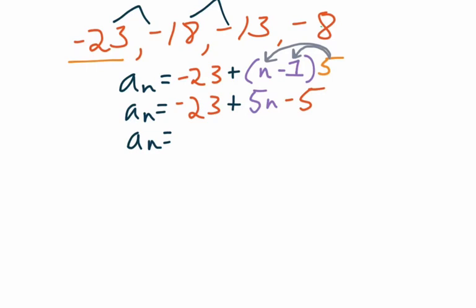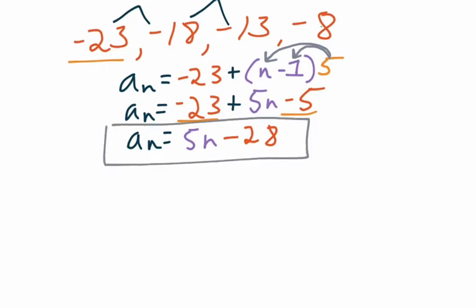We can combine some like terms here and continue to simplify. I'm going to list the 5n first. We always want our variable to come first. I've got negative 23 minus 5. Negative 23 minus 5 should be negative 28. And the explicit equation is written. It's good to go. And you might be asked to stop there. That might be the end of what we need to do.